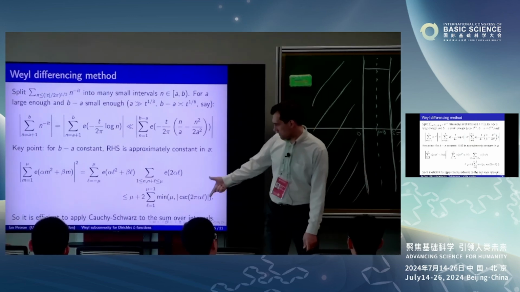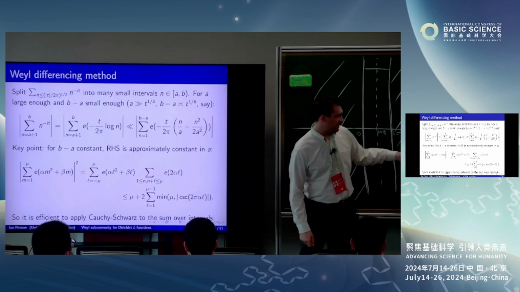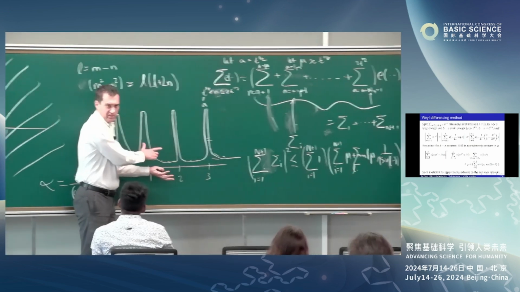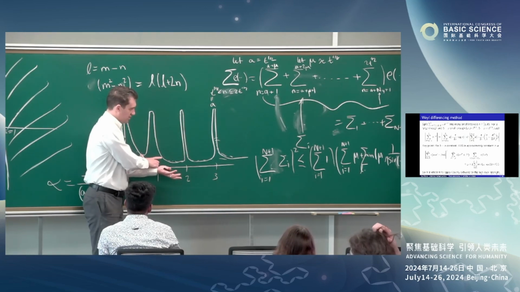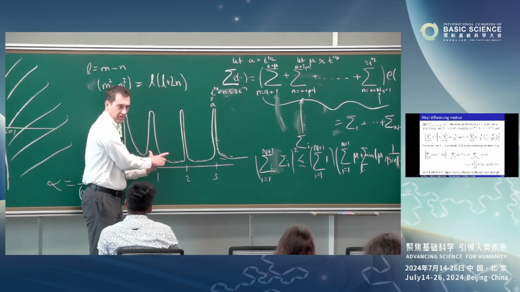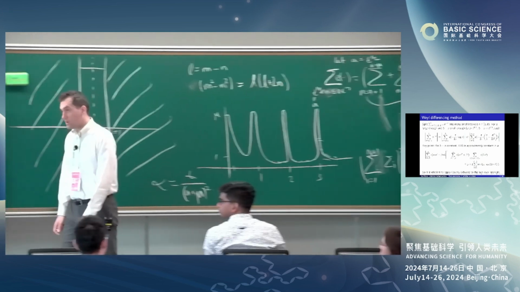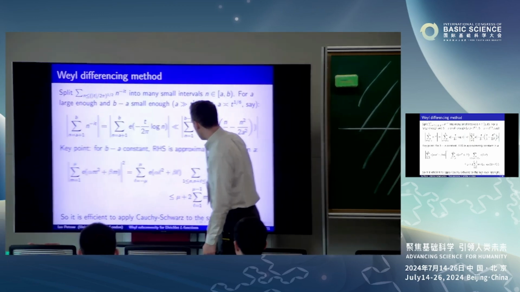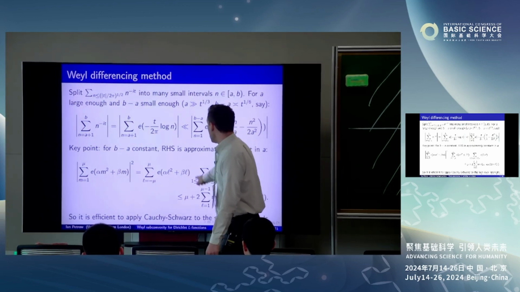So that's the Weyl differencing method, and it uses the fact that there's a kind of translation invariance of this function. If you do a small shift, the difference between the function and the shifted function doesn't change by all that much.